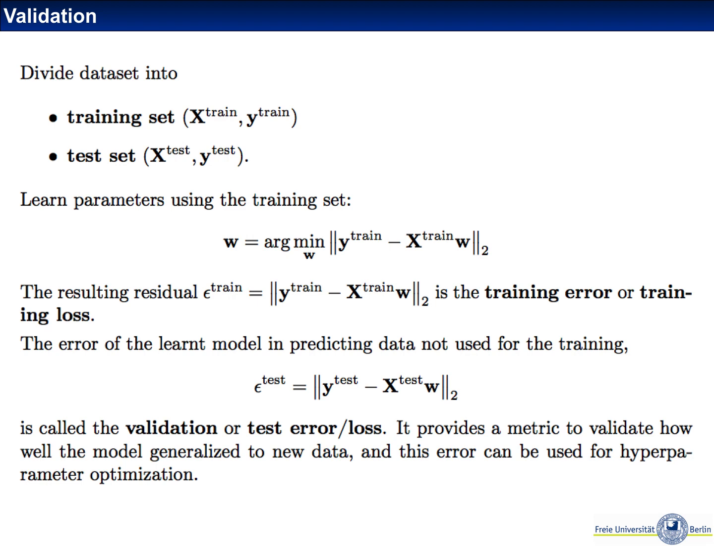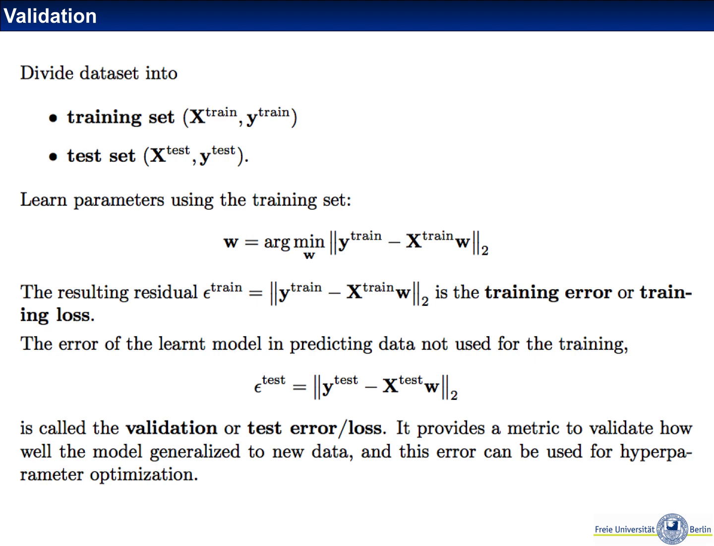Now we can apply our learned parameters to the test data set and compute what error we're making there with those parameters. And this error, which is usually higher, is called the test error or test loss. It provides a metric of how well our model generalizes to new data, and this error can be used for hyperparameter optimization.